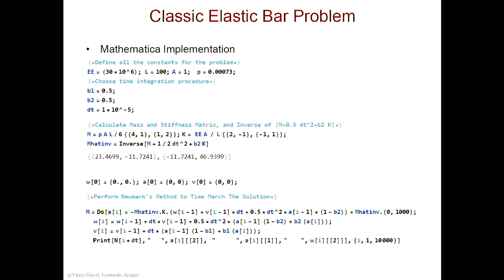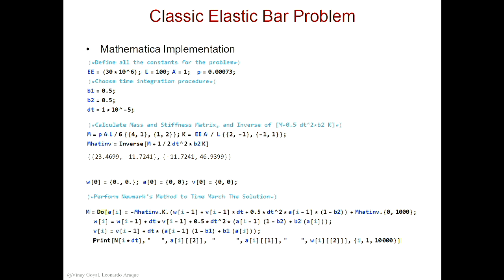I chose the time integration parameters beta 1 to be 0.5, beta 2 to be 0.5. I made the time increment 1 times 10 to the minus 5 because that was my example problem. I calculated the mass and stiffness matrices. You can see them here, rho AL. Do you recognize this? That's my 2 by 2 mass matrix, and my 2 by 2 stiffness matrix for that.